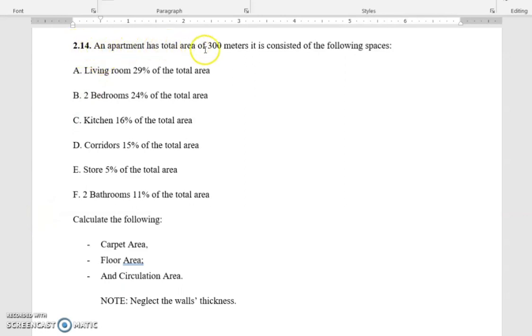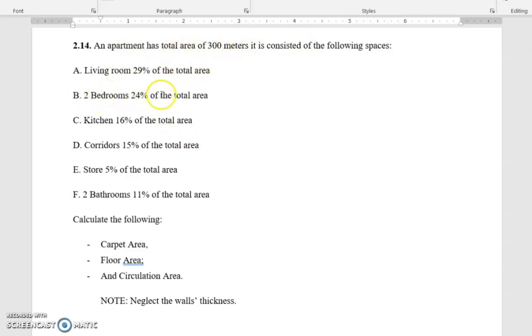An apartment has a total area of 300 meters. It consists of the following spaces. Living room 29% of the total area, يعني تمثل هذه الليفينج روم 29% من المساحة الكلية. Total area قلنا كم؟ 300 meters.